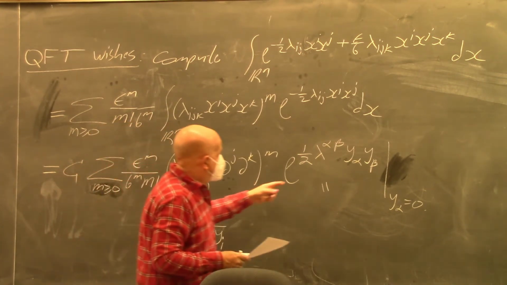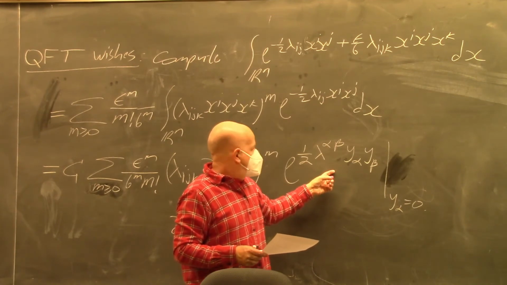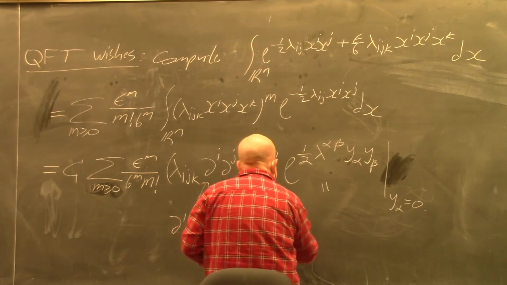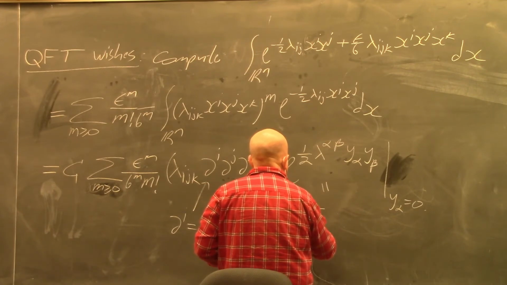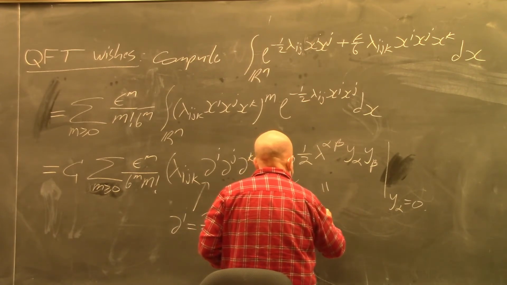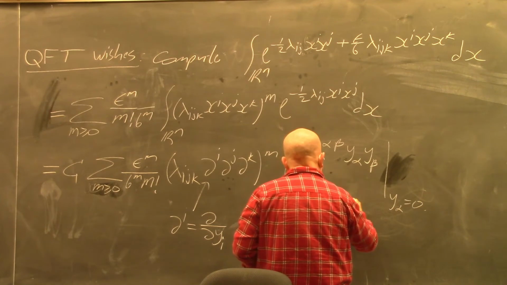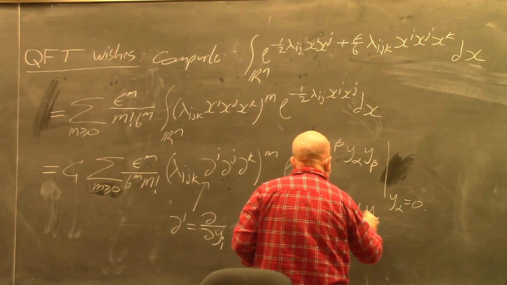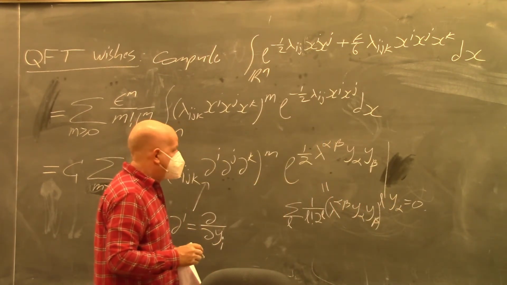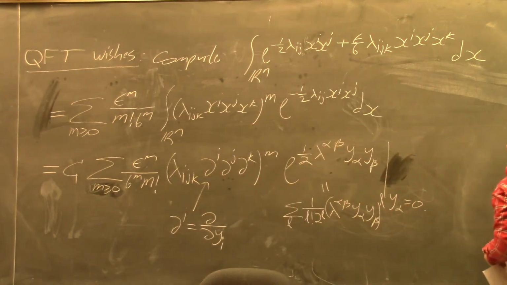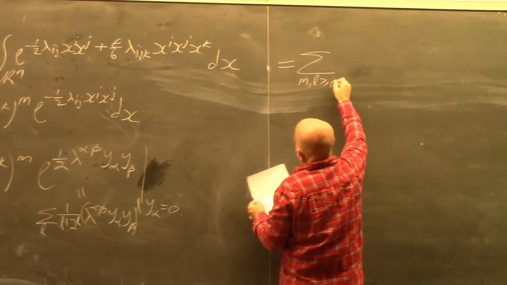Now this is again a power series, and so I can write it as a sum over L of 1 over L factorial 2 to the power L, that's the 1/2 here, times lambda_alpha beta y_alpha y_beta raised to the power L. And then I have a double summation. So the result is a double summation as m and l are greater than or equal to 0.